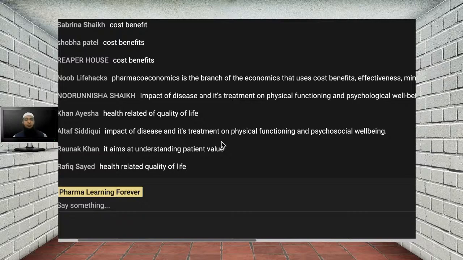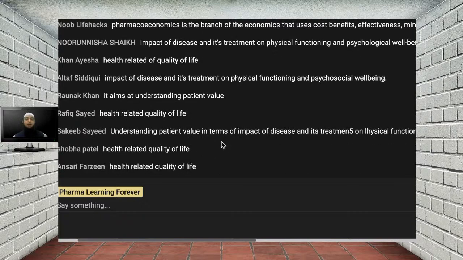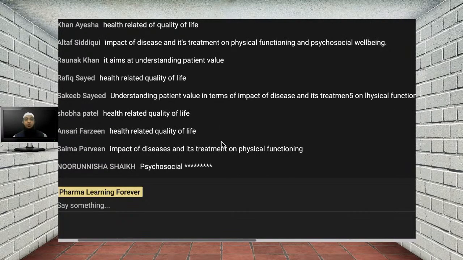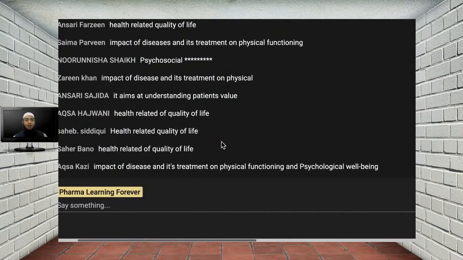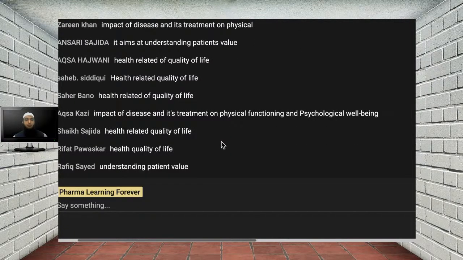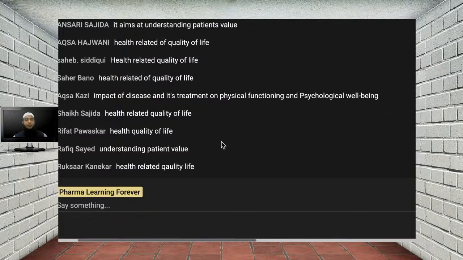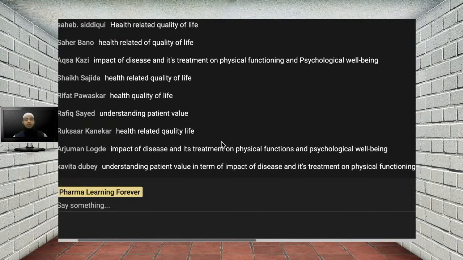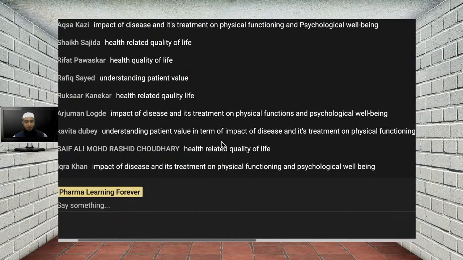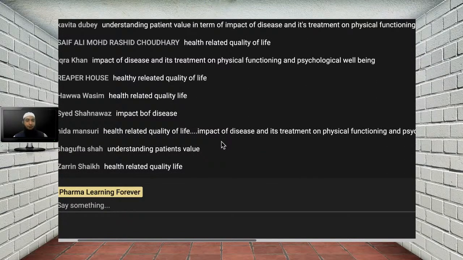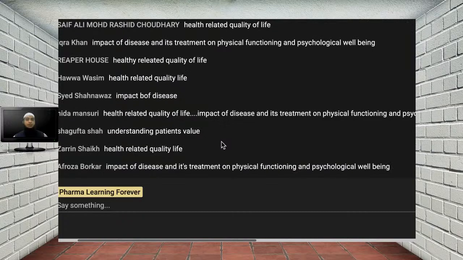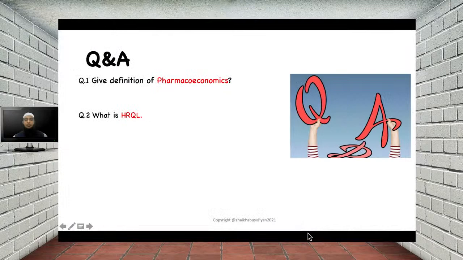So it is basically one of the aims of health related outcome, that is HRO, and it is also one of the outcomes of the patient related outcome, that is PRO, where you are trying to understand how your drug is going to produce an impact on the disease, on the physical quality of life and psychosocial well-being of the patient. When you are studying this type of study, it is called HRQL, that is health related quality of life. So that is the long form of HRQL, and we have just seen what it is.